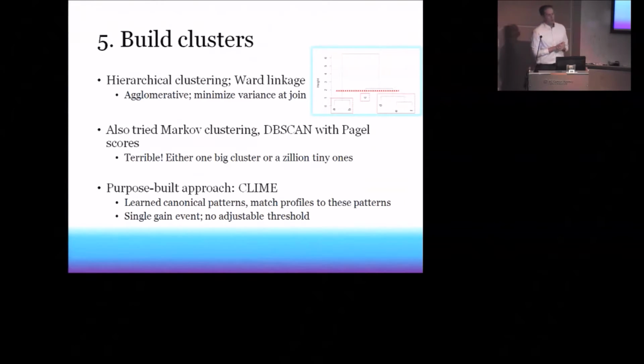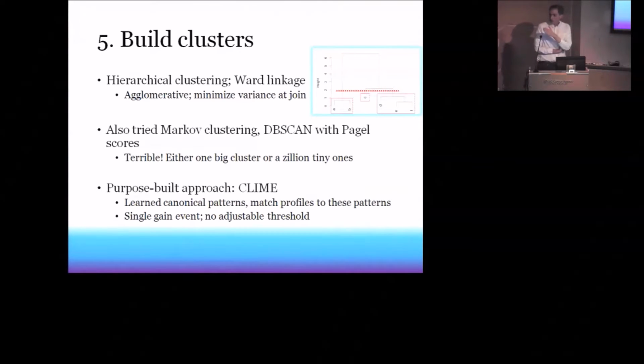Xiaoyue actually tried a whole bunch of different clustering methods, and you might see your favorite ones up there. Markov clustering is often used to identify sets of orthologous proteins, which I do not endorse at all. DB-scan is another widely used clustering algorithm. I don't really have time to get into them. But we tried the Pagel scores, the same distance values with those, and they stunk. They were terrible.